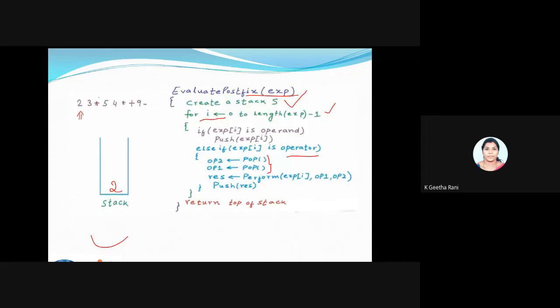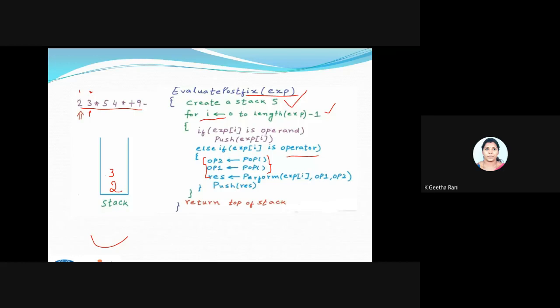We will see with an example. I will try with this particular expression itself. We have 2. 2 is an operand, I have made a push operation. Again, my next one is 3. 3 is an operand, again I'm going to make a push. Now comes the star. A star is not an operand, it's an operator. If it is an operator, it gets inside the else part, I need to pop operand 2 and operand 1. So this is my operand 2 and this is my operand 1.